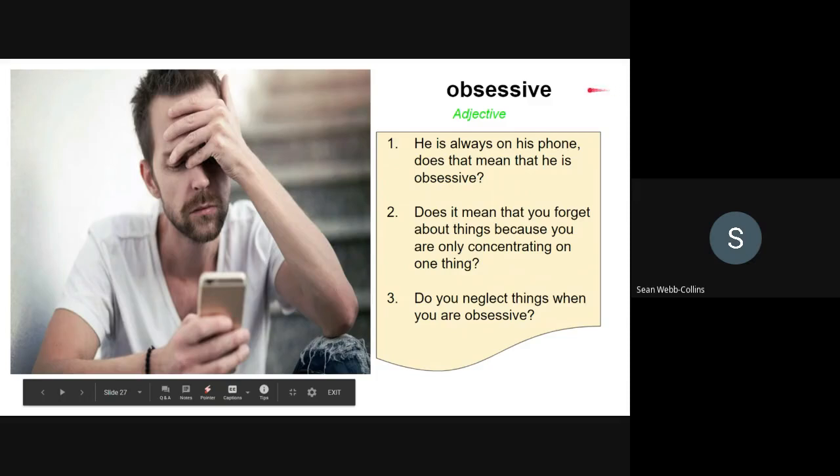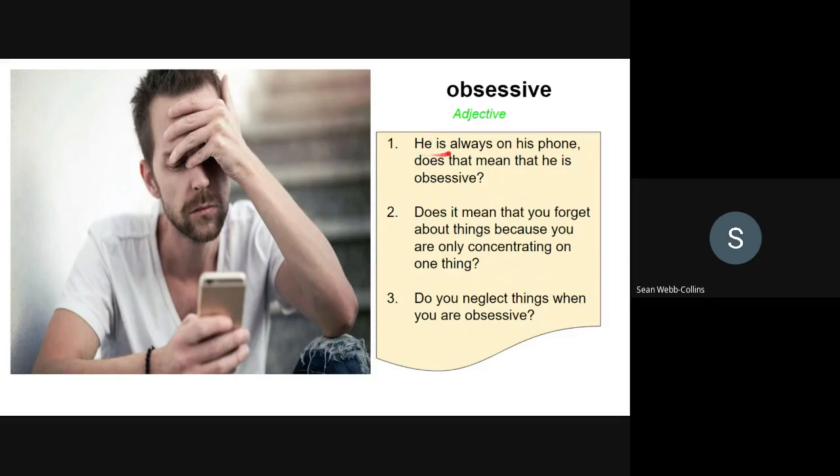Obsessive. Adjective. He is always on his phone. Does that mean he is obsessive?